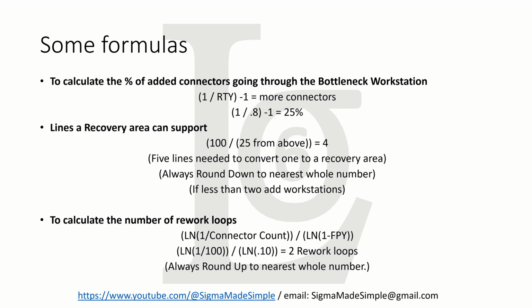Just do the calculations. So to calculate the number of rework loops, you take the natural log of 1 divided by the connector count, and you divide that by the natural log of 1 minus first pass yield. And that's going to tell you the number of rework loops that you're going to experience. Here, you always round up to the next whole number. These formulas are in the enhanced value stream map. They're used in different ways. You can see them, but I'm just providing them here in case you want to do your own calculations.